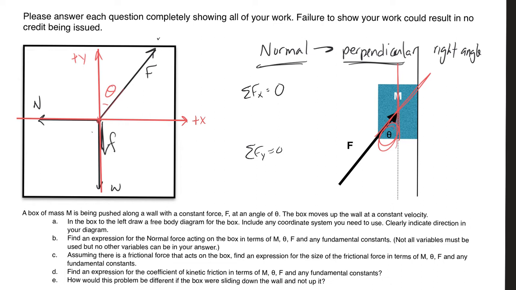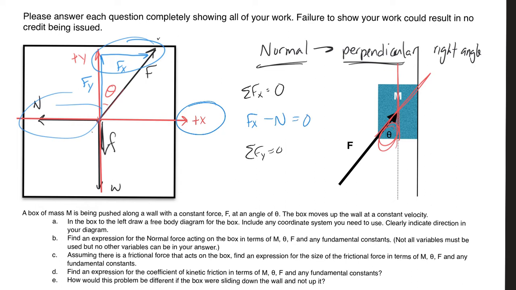I don't care if you made to the right positive or to the left positive. I care that when you take this force and you break it up into two components, I'm not going to do the trig, just F in the y direction and F in the x direction. When you break it up into its two components, you make this component positive because it points in the same direction as the positive sign, and you make this force negative because it points in the negative direction. So I would see F in the x direction minus normal equals 0. I'd see it clearly that you've taken into account direction.